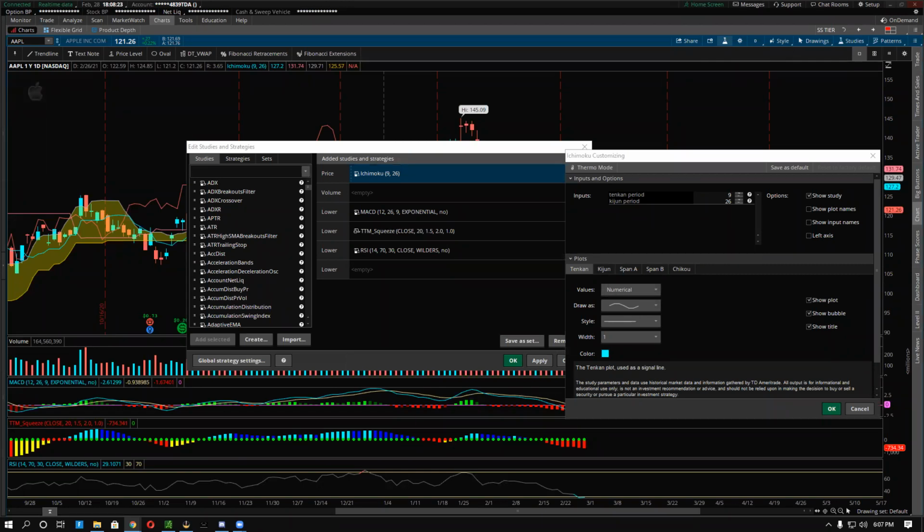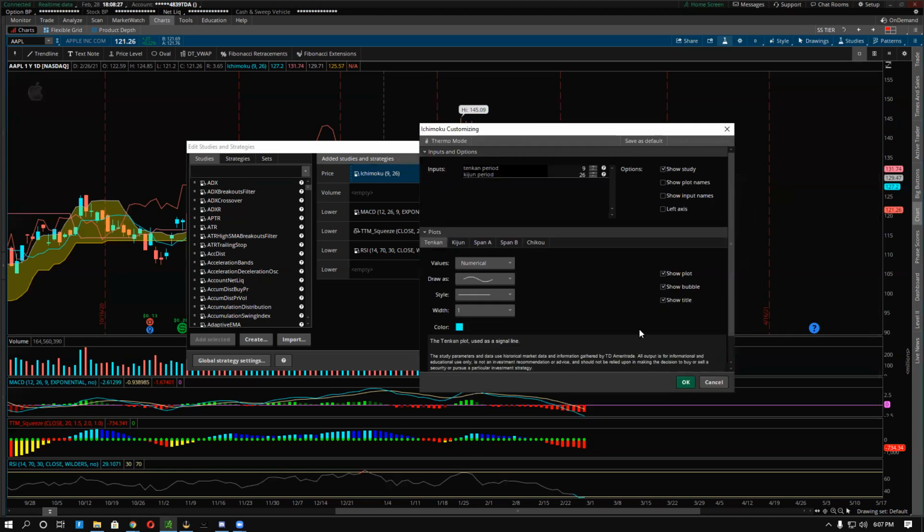So this cloud, or this indicator, is composed mainly of 5 different lines. I'm going to go through each of them, and then I'm going to show you guys how to use them to your advantage and how to use them with other indicators to make better trading decisions in the market.